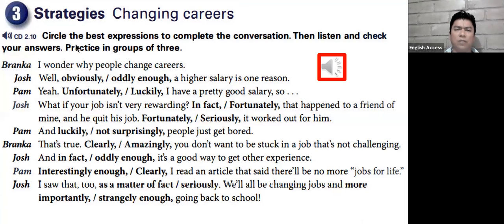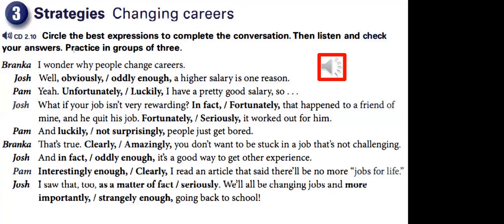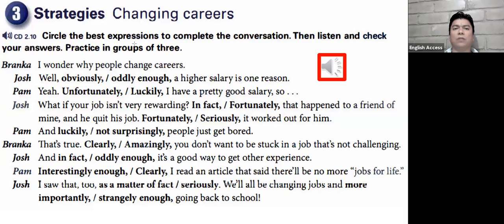Araceli, can you please read the instructions? Of course. Circle the best expression to complete the conversation. Then listen and check your answers. Practice in groups of 3. So circle the best expression. So here on this example, on this sentence, we have these expressions in bold right there.